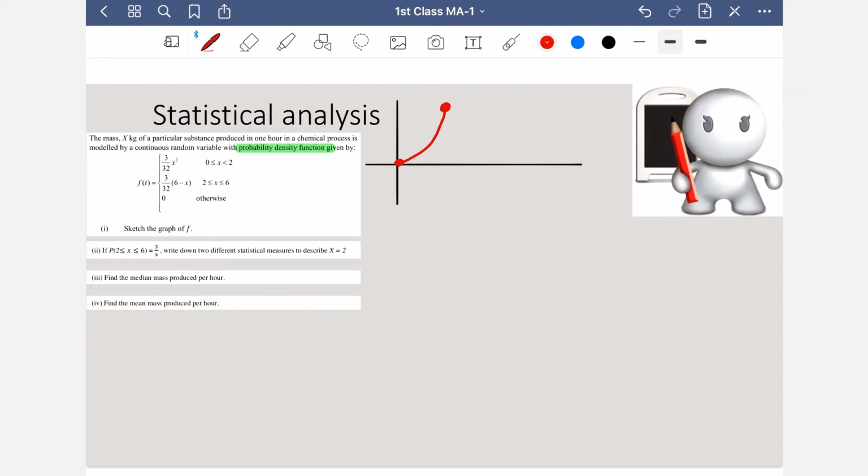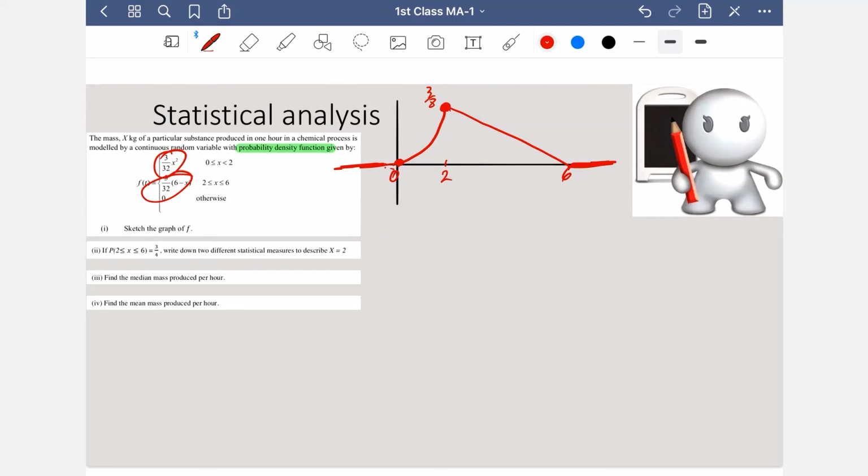Now, when I substitute 2 into here, I'm going to get 3 over 8. And when I substitute 2 into here, I'm also going to get 3 over 8, and that's nice because what we now have is, so this is at 2 and this is at 6, and obviously this is 0. So this is the sketch of my probability density function. Now it says otherwise it's 0, so you also need to indicate that over here. Okay. Now that's a perfect sketch of your density function.